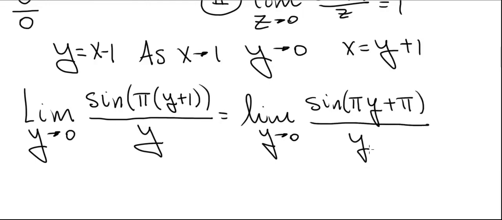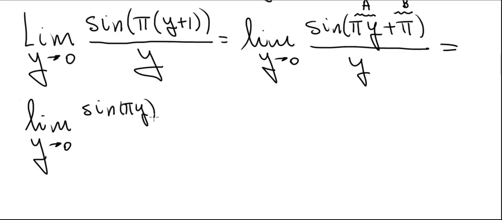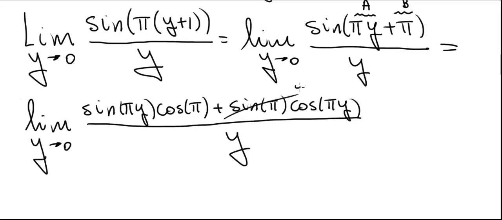Now let's apply that trig identity. We'll treat pi y here as a and treat pi here as b. So this is equal to the limit, using the trig identity, as y goes to 0, of sine of pi y times cosine of pi plus sine of pi times cosine of pi y, and this is divided by y. Now note that sine of pi is 0 and cosine of pi is minus 1.